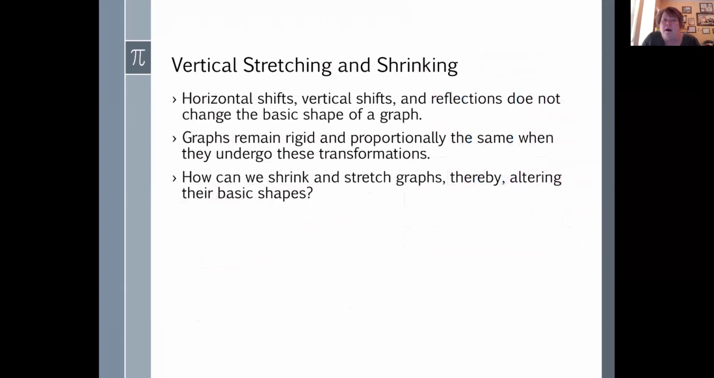So here are our definitions again. Horizontal shifts, vertical shifts, and reflections do not change the basic shape of the graph. They remain rigid and proportionally the same, and they just get moved around. But when we stretch or shrink, we actually change the shape of the graph.